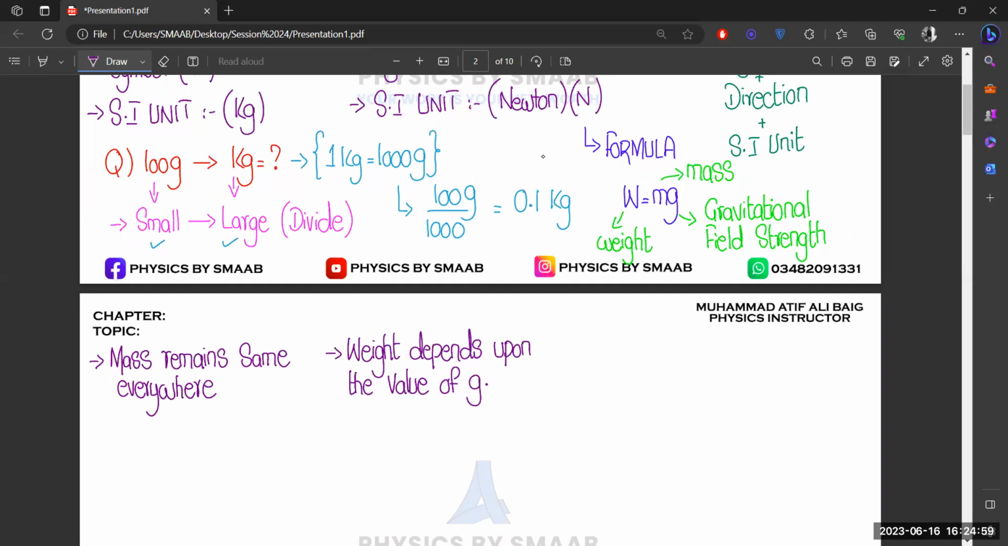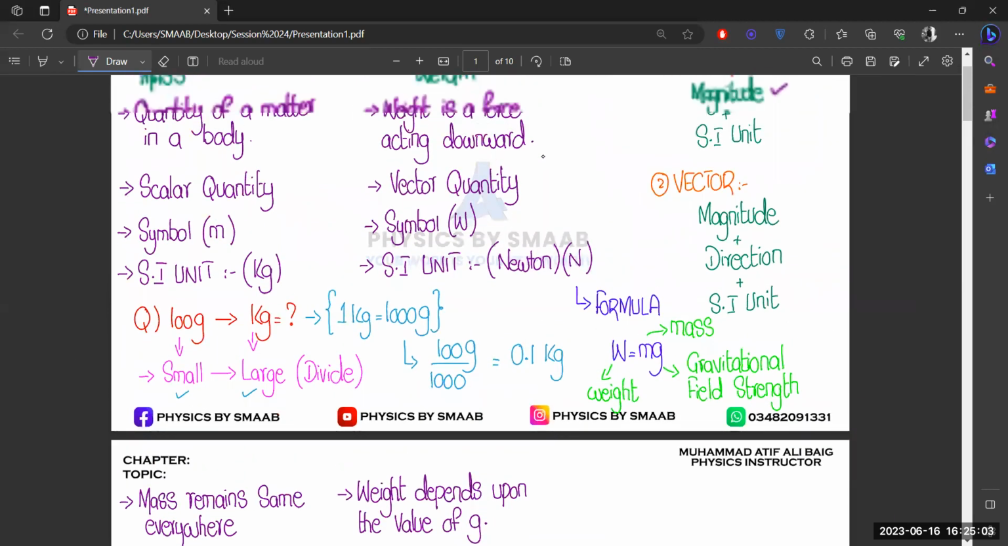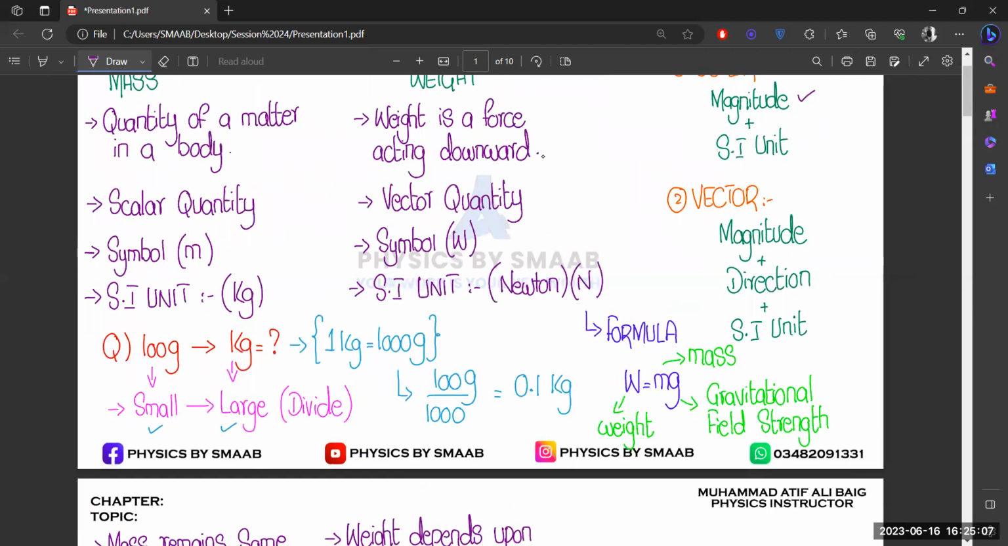So how does mass remain the same everywhere? In the initial stage, we discussed that mass is the quantity of matter in a body. For the quantity of matter in a body, I gave the example of marbles in a box. Let's suppose there are 10 marbles in a box, and we are on the earth surface, right? And if we take that box to the moon surface, is there any difference in the quantity or in the structure of those marbles?